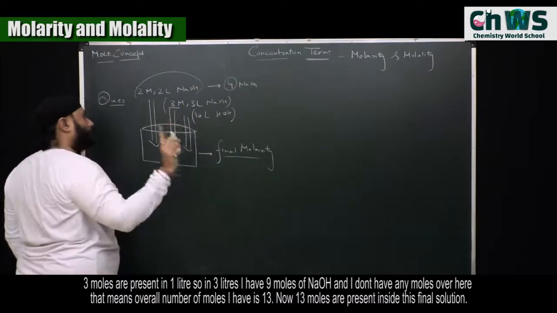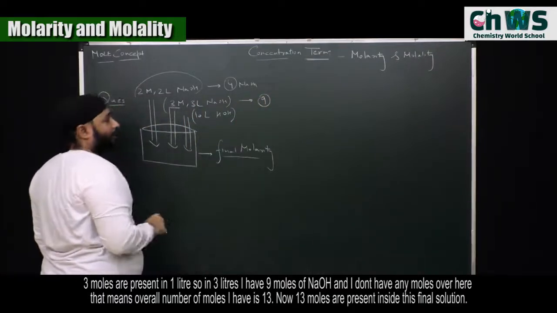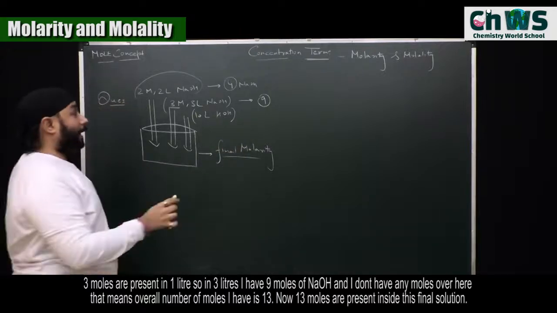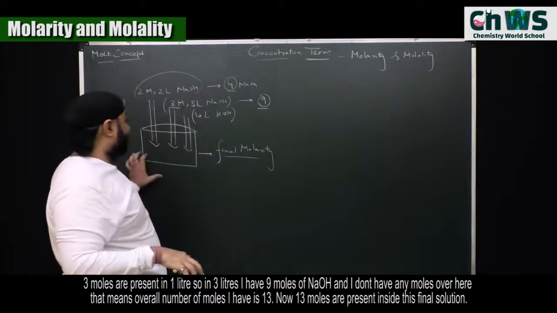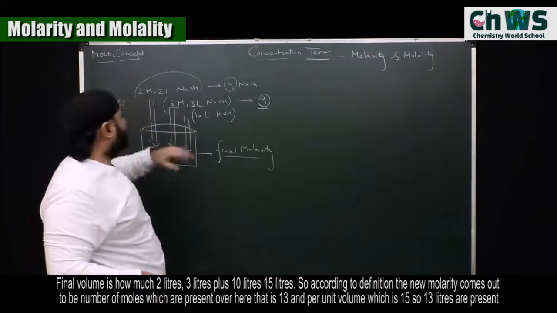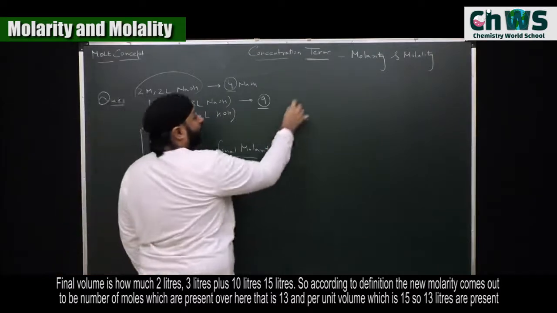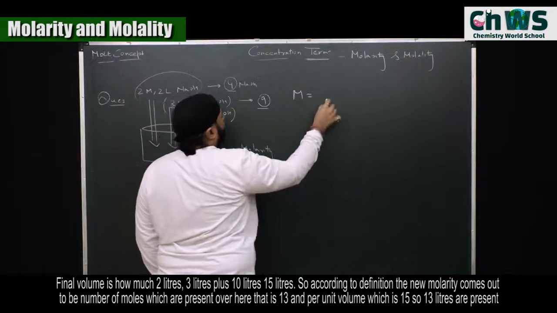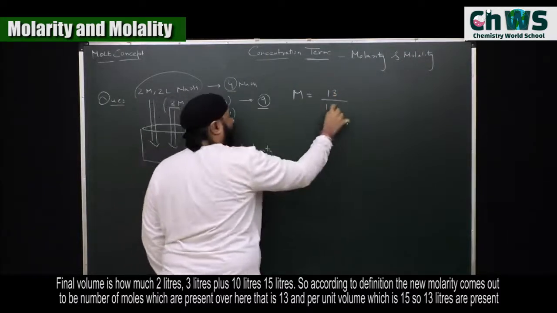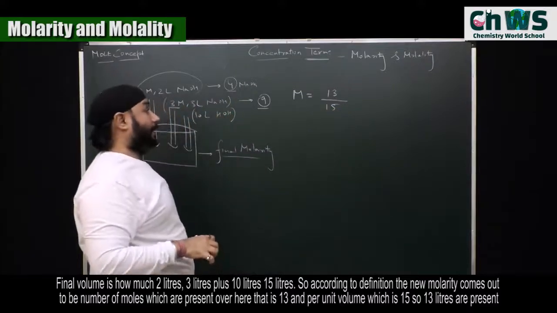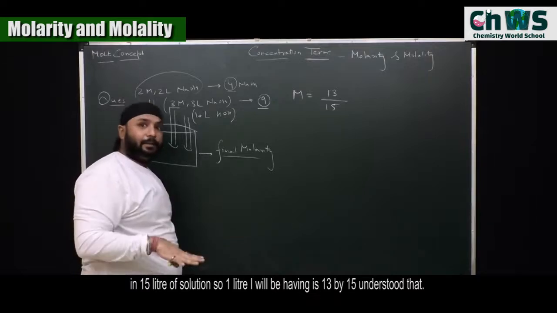3 moles are present in 1 liter, so in 3 liters I'll have 9 moles of NaOH. I don't have any moles in the water, right? That means I have overall number of moles as 13. Now 13 moles are present inside this final solution. Final volume is how much? 2 liters plus 3 liters plus 10 liters, 15 liters, right? So according to the definition, the new molarity is the number of moles, that is 13, per final volume, that means 15. So 13 moles are present in 15 liters of solution, so in 1 liter I will have 13 by 15. You understood that?